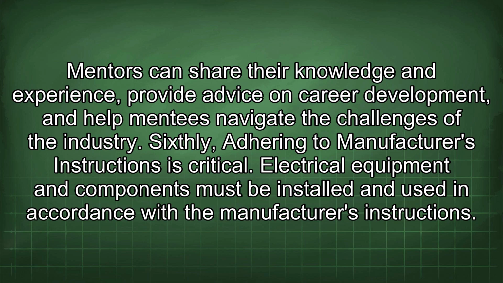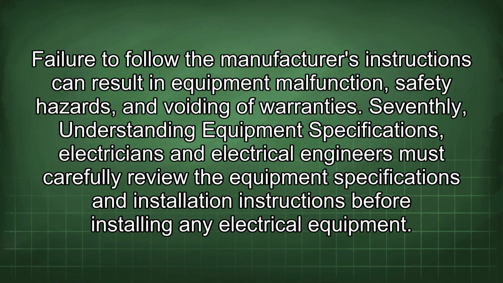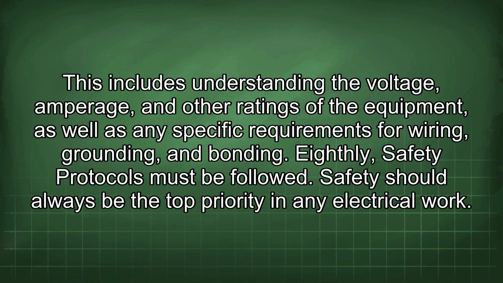Sixthly, adhering to manufacturers' instructions is critical. Electrical equipment and components must be installed and used in accordance with the manufacturer's instructions. Failure to follow the manufacturer's instructions can result in equipment malfunction, safety hazards, and voiding of warranties. Seventhly, understanding equipment specifications. Electricians and electrical engineers must carefully review the equipment specifications and installation instructions before installing any electrical equipment. This includes understanding the voltage, amperage, and other ratings of the equipment, as well as any specific requirements for wiring, grounding, and bonding.